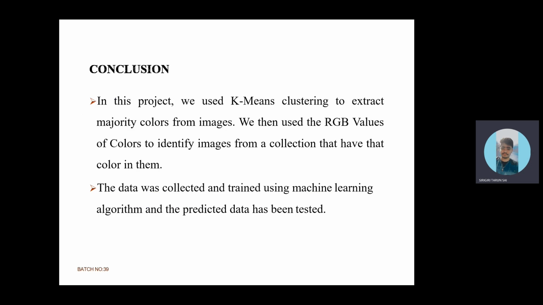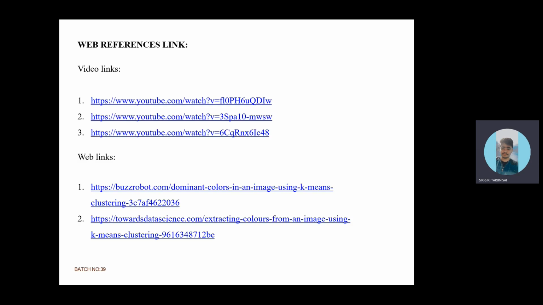From this project, we used the K-means clustering algorithm to extract the majority colors from an image. Then we used the RGB colors to identify the image from a collection that we have. The data was collected and trained using a machine learning algorithm. The output will be shown.